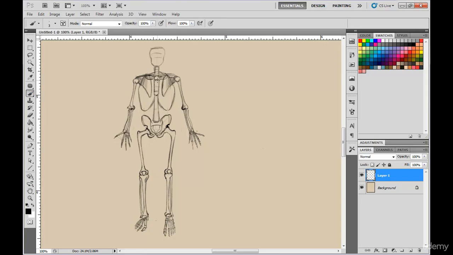Like I said, we're not going to get into all the ribs, but just know that the ribs come around, attach to the spine, come around, attach to the spine, come around, attach to the spine. Then you have a floating rib down here and here. Males and females do have the exact same amount of ribs, so don't think that they don't.